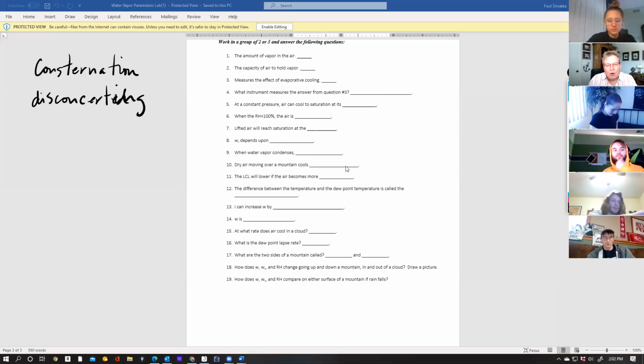So the other day, what I'm saying is that when it says the LCL lowers, meaning I don't have to lift the air as far to reach saturation, it must be starting with higher relative humidity. But if I have more relative humidity, the difference between the temperature and the dew point is smaller. And then the next question says, what is the difference between the temperature and the dew point called?